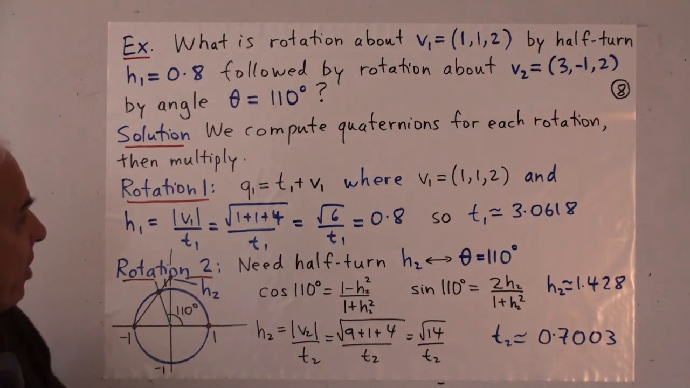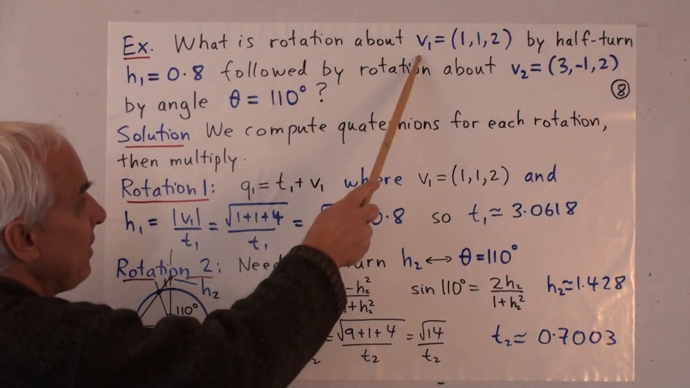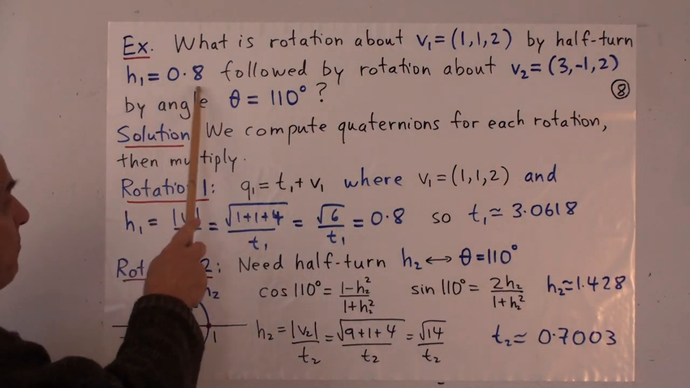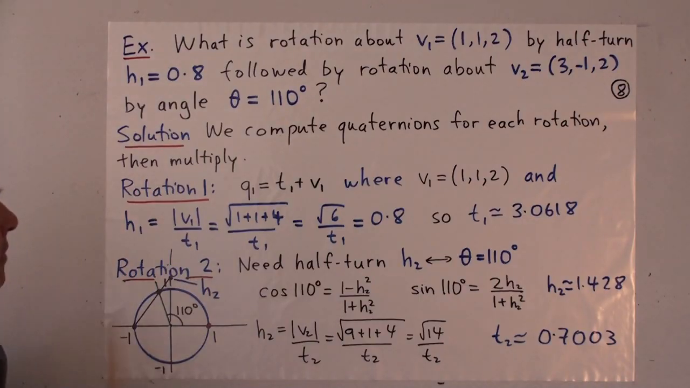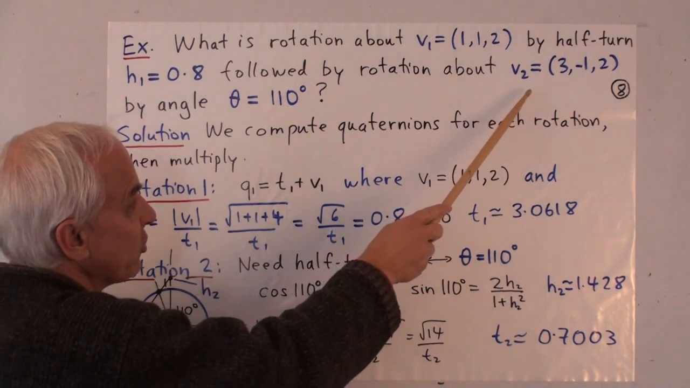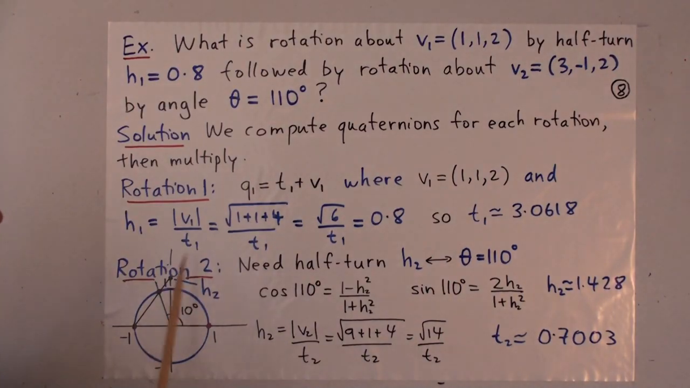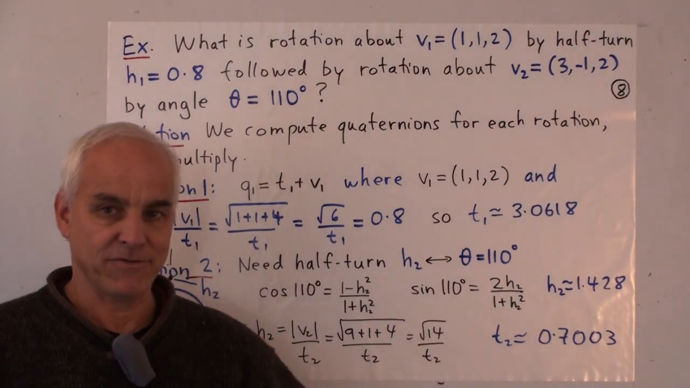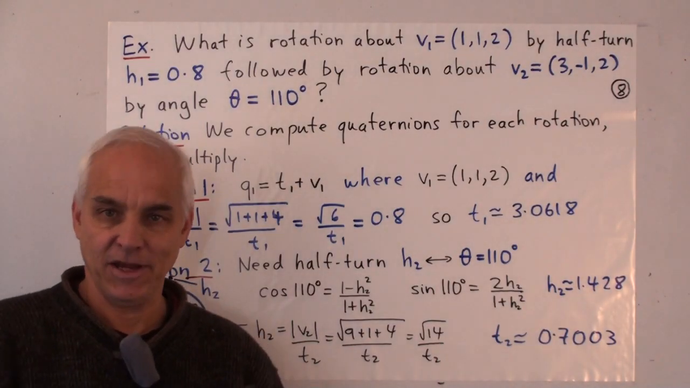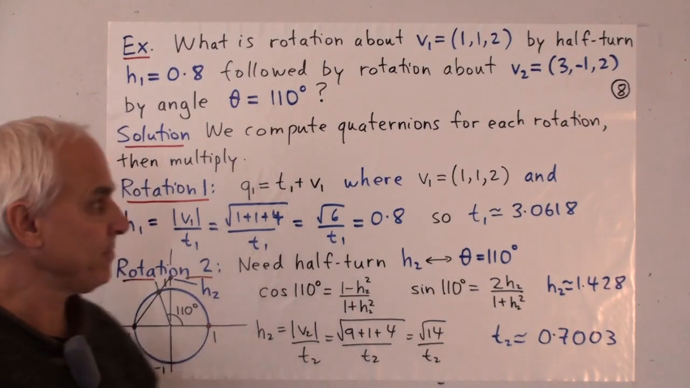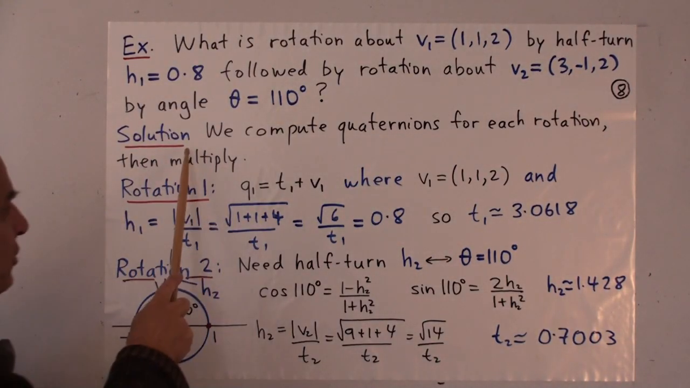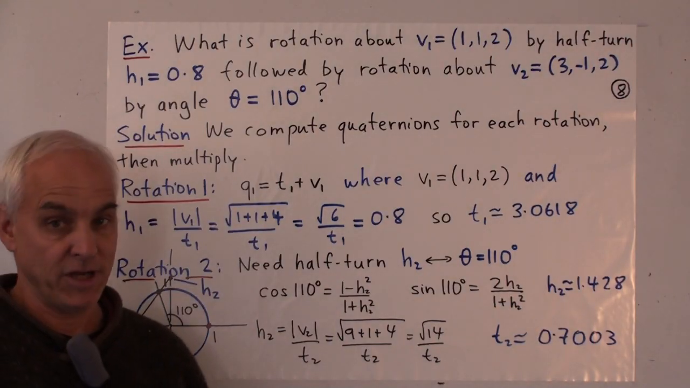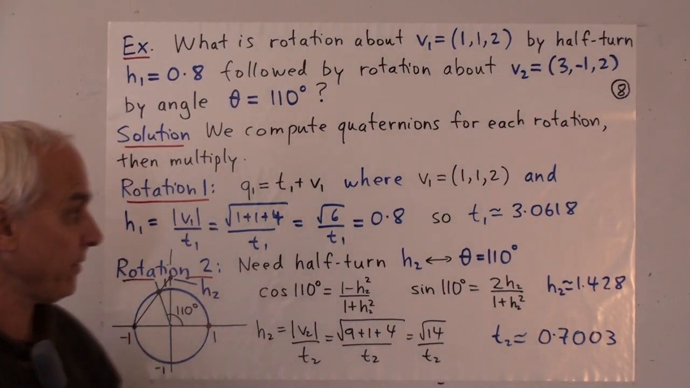So we're going to consider the following problem. What is rotation about v1, which is the vector 1, 1, 2, by a half turn of 0.8, followed by rotation about the vector 3, minus 1, 2, by an angle of 110 degrees. So we're mixing half turns and angles here just to give us some practice in going back and forth between them. All right, so the solution is that we're going to compute quaternions for each rotation, and then we're going to multiply those quaternions to get the composite quaternion.